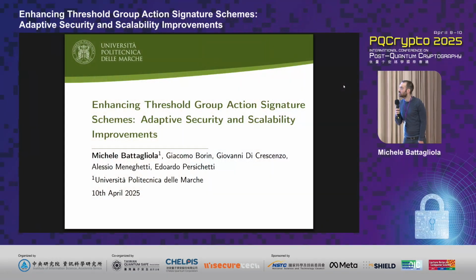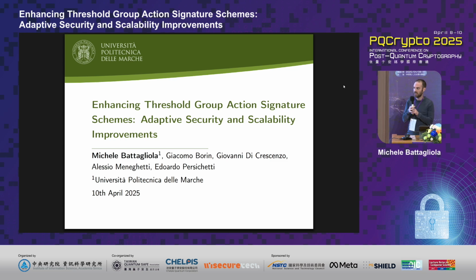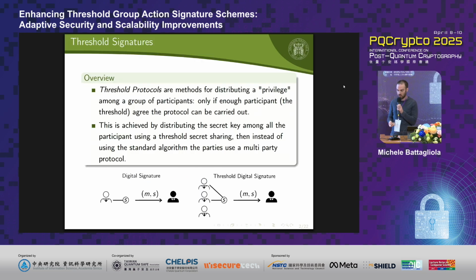So I will talk about threshold signature schemes from group action and how to enhance them with more secure secret sharing and with some additional security capability. This is what a threshold signature is. We had a talk two days ago, so it will be pretty quick. It's basically a version of a digital signature where your secret key is shared with multiple people, and they all need to agree, or at least a threshold of them need to agree, to sign the message. So it's a multi-party protocol that simulates a normal signature.